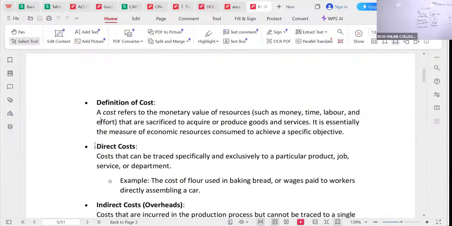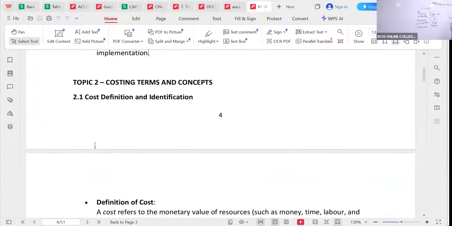All right. So we go to topic number 2. I'm so sure you have done this, but it's good. I just brushed through it very fast with your permission. At the end of every topic, if you want to pass, you must do at least 8 questions. So topic number 2, costing terms and concepts.